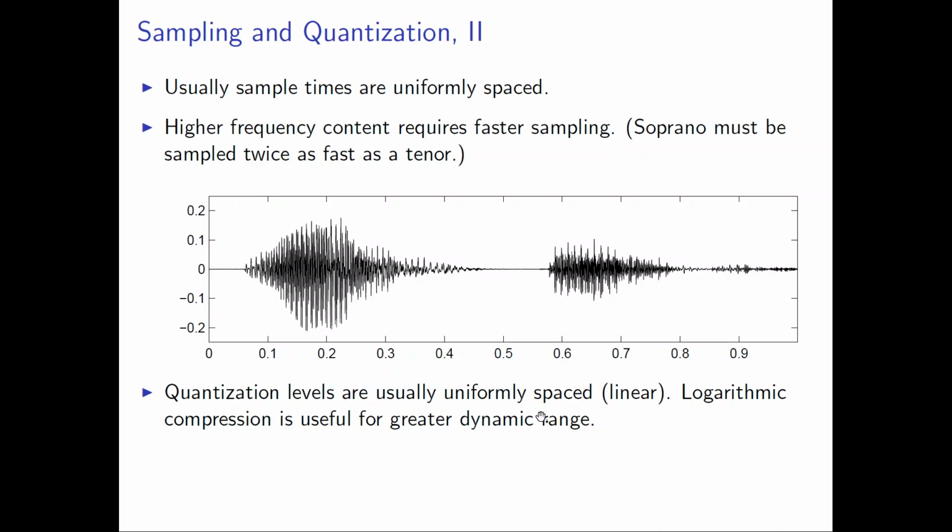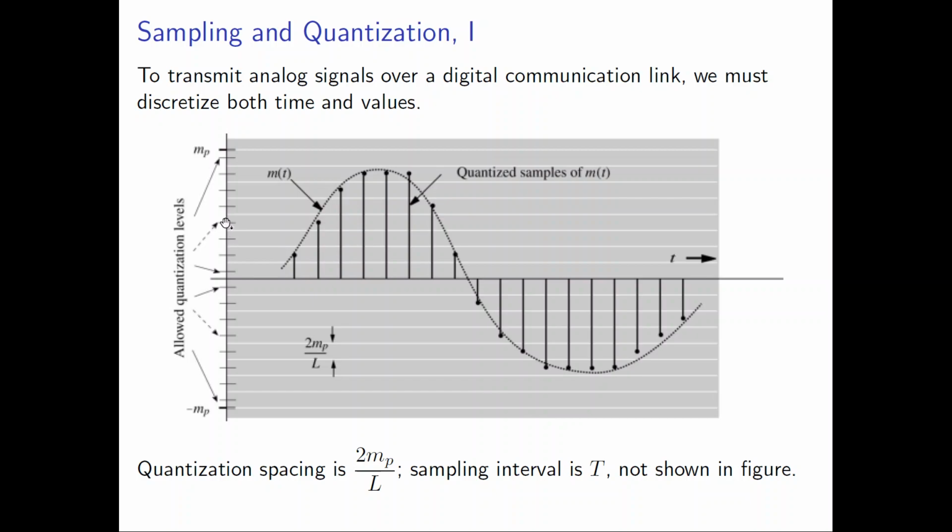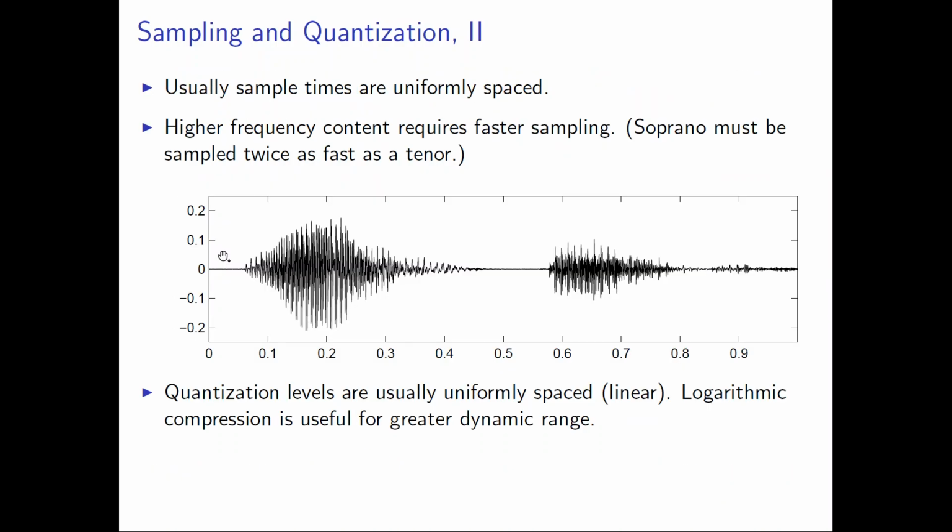Quantization levels are usually uniformly spaced. These are the quantization levels. The spacing between them is uniform, fixed, the same. However, sometimes we use different spacing based on the fluctuations of the signals.